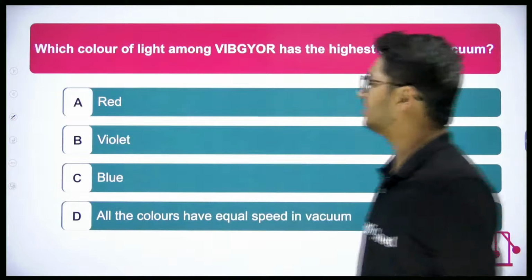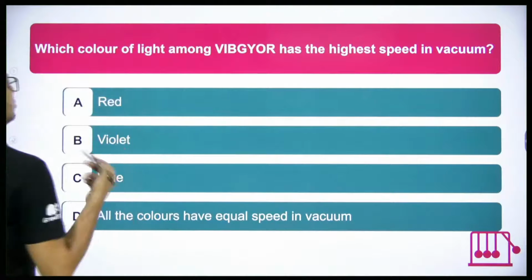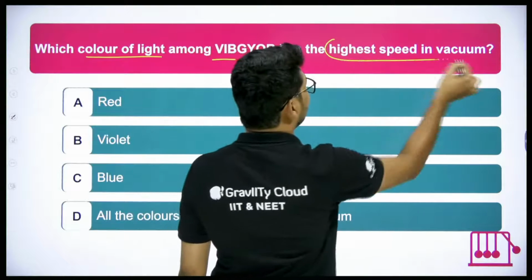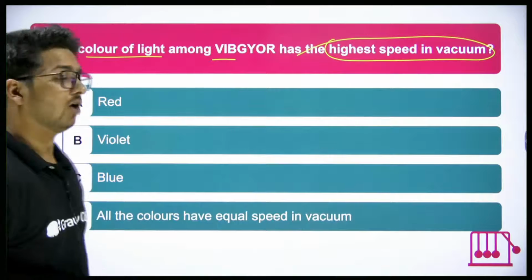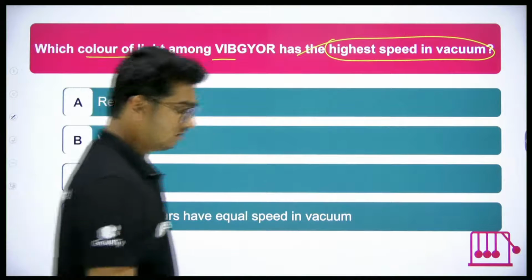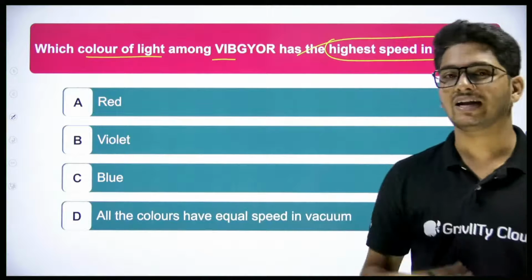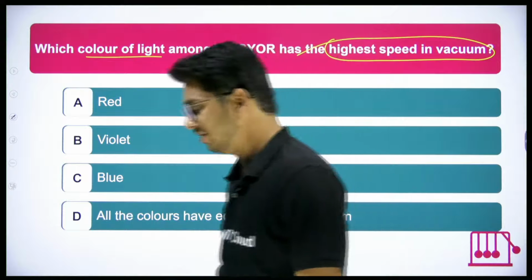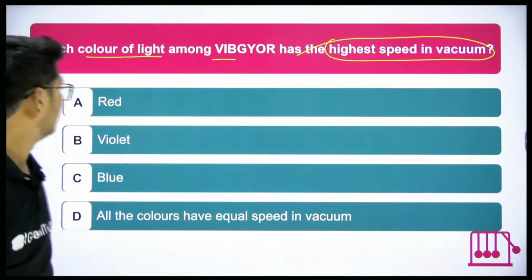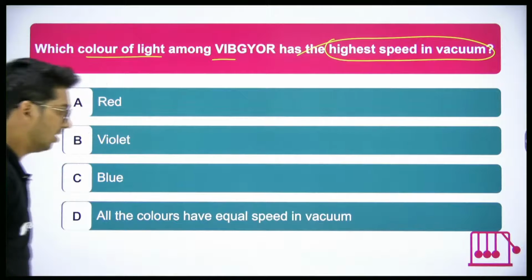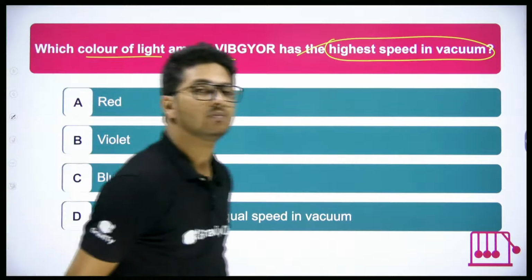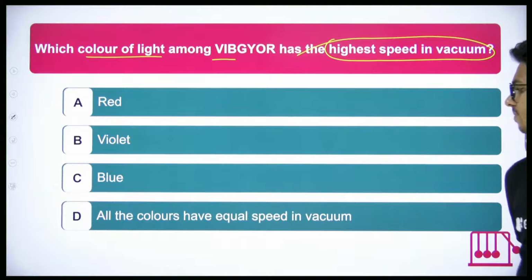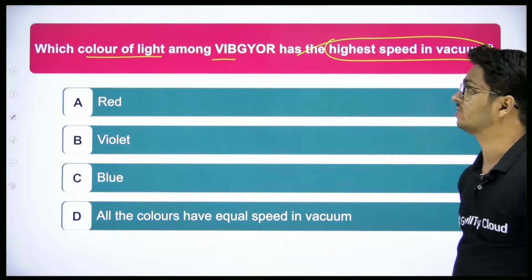Interesting. Now another such interesting question, in fact almost similar. Which color of light among VIBGYOR has the highest speed in vacuum? Now we are talking about vacuum and we have a few options. In glass, the highest speed is for red color, but here in vacuum, who will have the highest speed? Red, violet, blue, or all the colors have equal speed in vacuum? What is the correct answer? Again, I'll give you 10 seconds. Very simple, straightforward question.